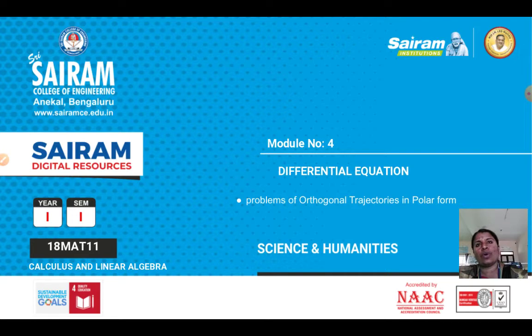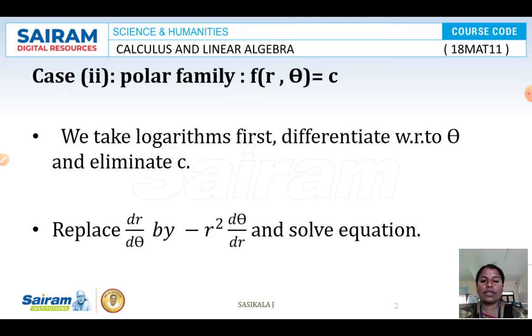In Cartesian form, we have a function of x, y and c, and the first step is to eliminate the parameter after getting the differential equation. When you differentiate, you eliminate or get the value of the parameter and replace it in the equation. Later, in the differential equation we replace dy by dx with minus dx by dy, and then you can use the variable separable method to get the answer. Now we will see what we can do in polar form. That is the second case.